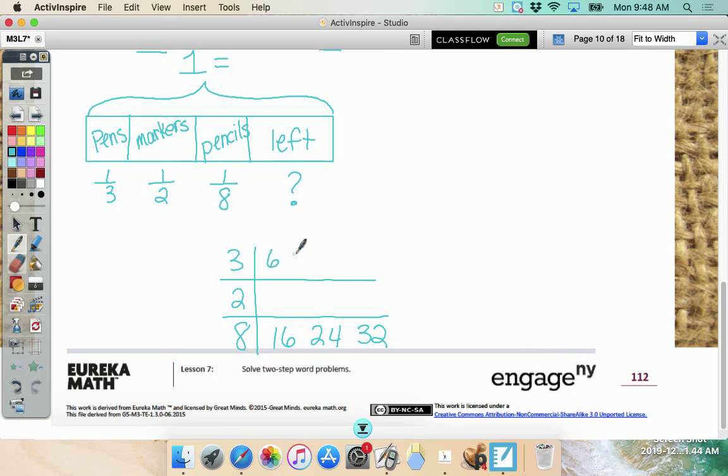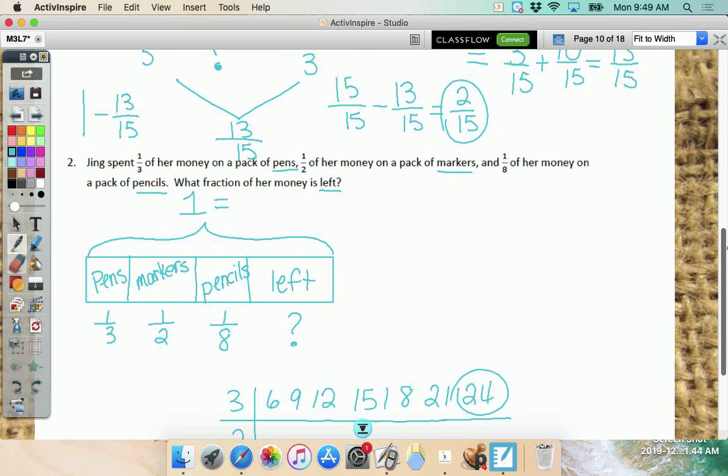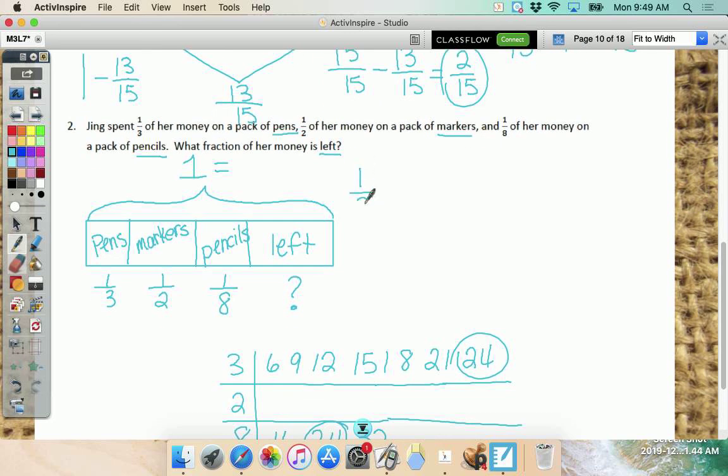Do the 3s. Oh my goodness, I'm still going and I haven't run into any of these numbers yet. Found one. Which one is it? 24. Does 2 go into 24? Yes. So what's my common denominator? 24. Okay? So when I write this problem down, I'm going to have to write it just a little bit different.